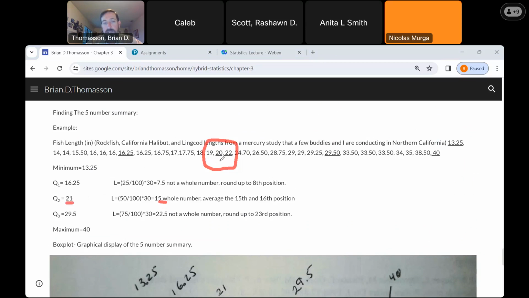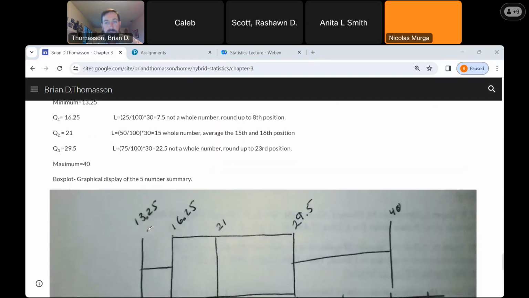Now, his question is, say this was 20 and 23. If we average those, that's not going to come out a whole number, and that's okay. Whatever those two average to is totally fine. The only time we have to worry about whole numbers is when we're dealing with the L, not when we're dealing with fish lengths. So we have some values here that are not whole numbers, which is okay. Okay, so, good, Caleb?